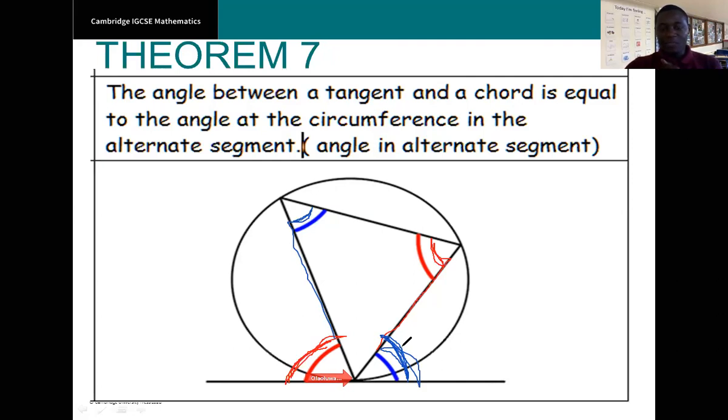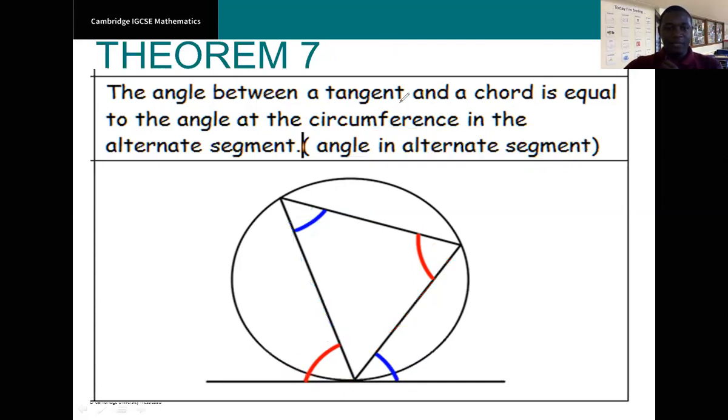The simple statement you give as your reason is angle in alternate segments. Simply write angle in alternate segments. This here, angle in alternate segment. That will do. Not writing this whole long story. Angle in alternate segment, that will do. All right, that will do for theorem number 7.